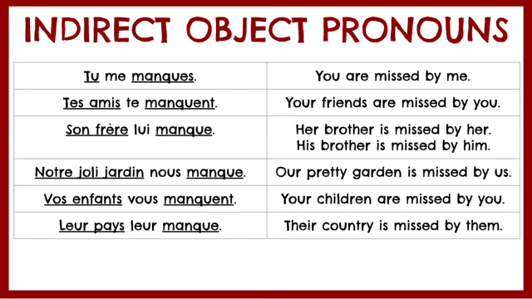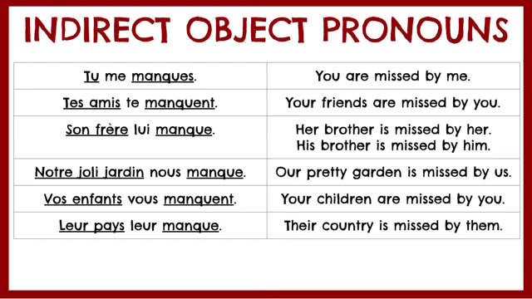D'accord? Deuxième exemple. Tes amis te manquent. Tes amis te manquent. Your friends are missed by you. Everything is backwards. You're sitting here going, my goodness, Jennifer, how can tu me manques mean I miss you? It doesn't start with I, and then what is the me doing in the middle of the sentence? Yeah, because it's a different language. It's totally, totally different. Sometimes French is.